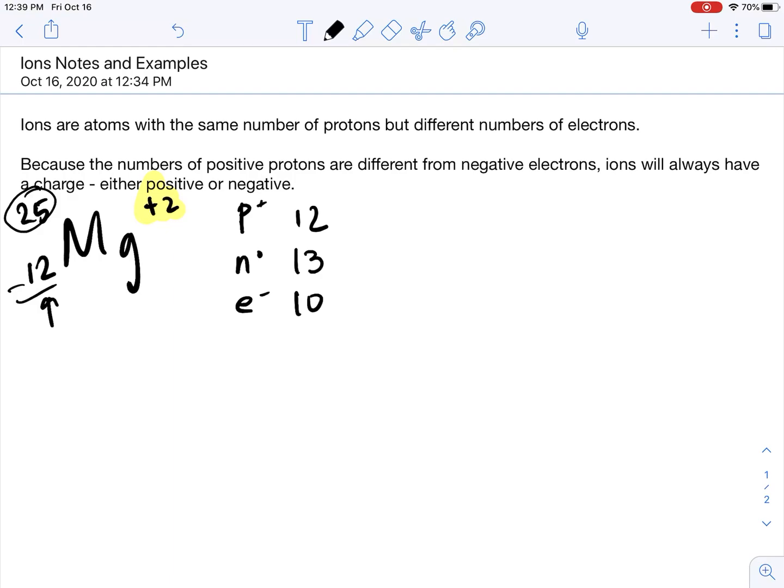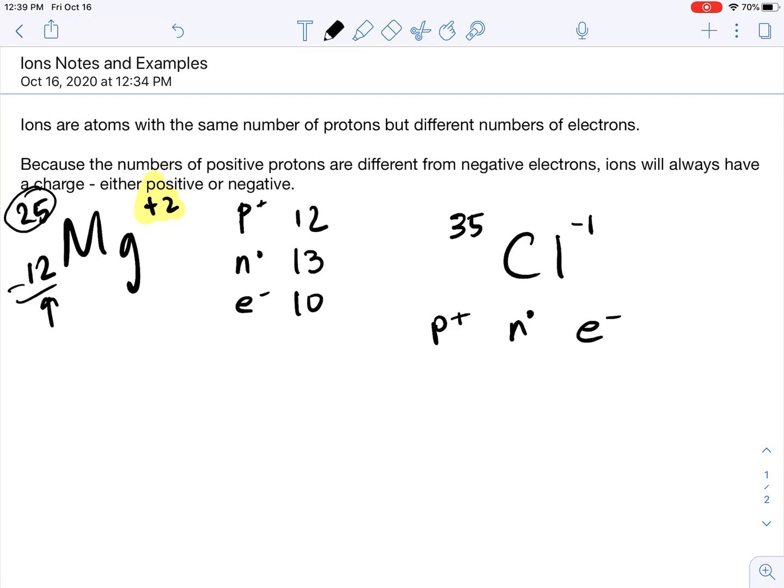You can try one. I'll do one more. I'll do this chlorine one, and I'll write 35 here and -1 there. If you could tell me how many protons, neutrons, and electrons you have, that'd be super. Take a second, pause it, and write those numbers down, and see if you get what I get.